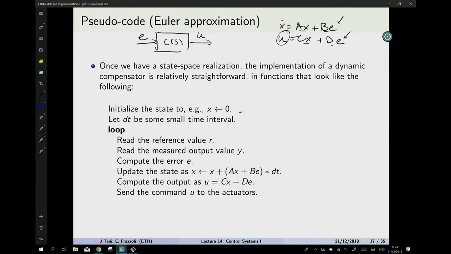So first thing you do, you define an initial condition, x equals 0, your favorite thing, whatever it is. Typically it's 0. If the system is stable, the initial condition part will die off very soon. So it doesn't really matter.